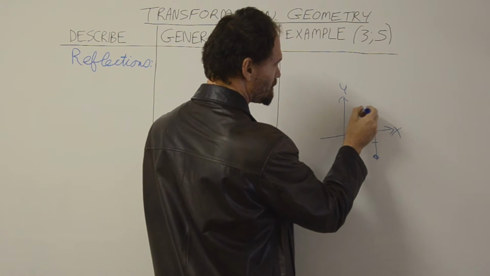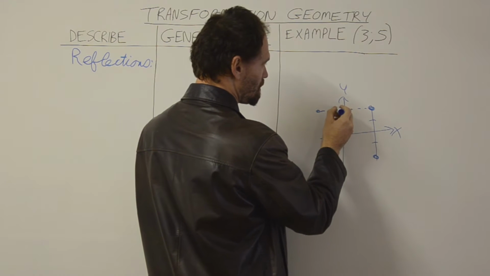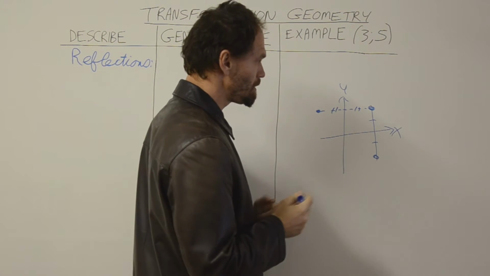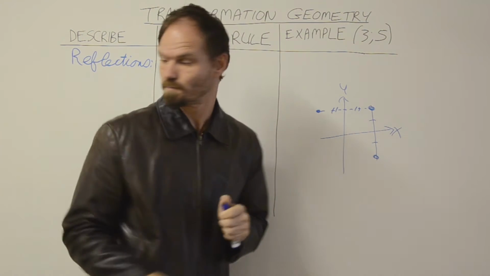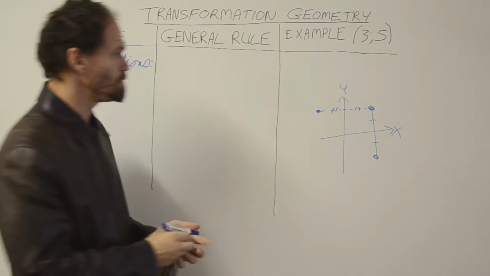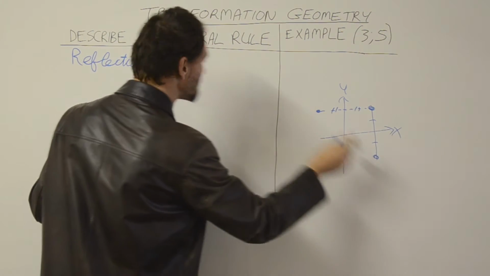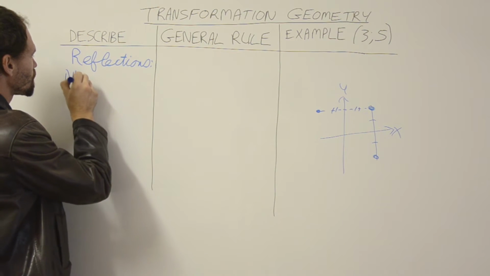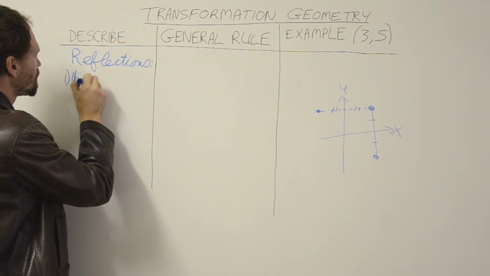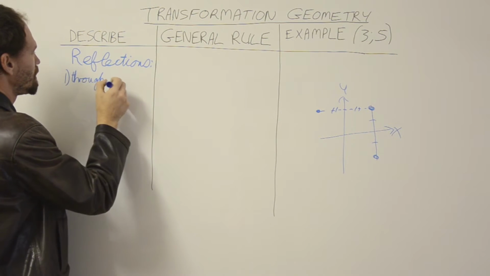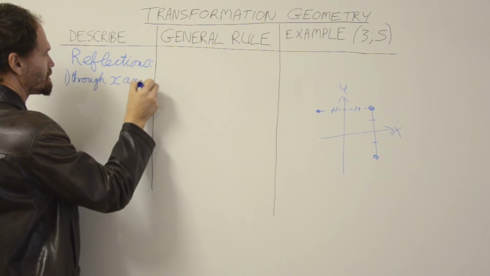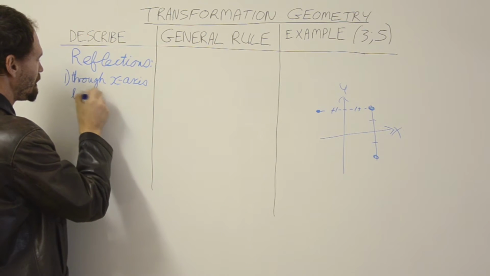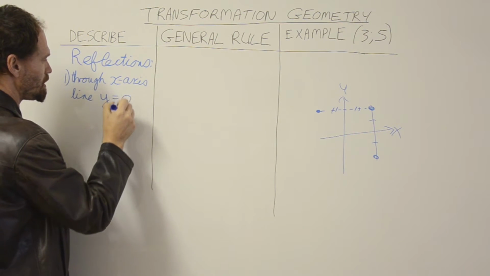Or I can reflect it through the y-axis. That's two options. So let's first cover those two. So the first one, reflection through the x-axis, I'm going to say reflection number 1, it's going to be through x-axis. Now the x-axis is also sometimes referred to as the line y equals 0.